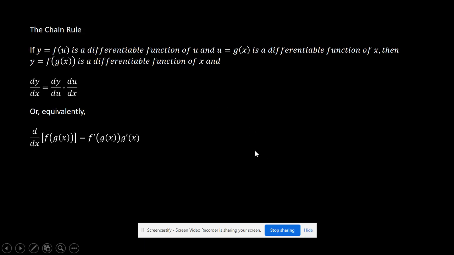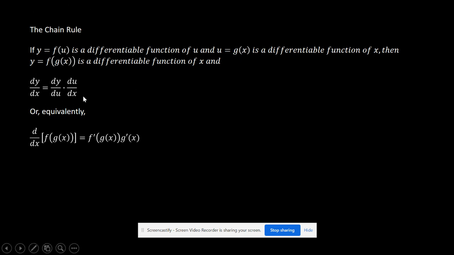All right, the chain rule says if y equals f of u is a differentiable function of u, and u can equal g of x, meaning it could be a function by itself, and it is a differentiable function of x, then y equals f of g of x. And remember that this was simply called, back in the day, a function within a function, which was composite. It was called a composite function. So it's saying if this is differentiable, we can use the chain rule.